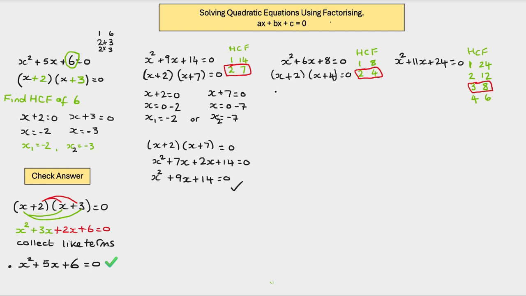And then we're going to work it out, find our zeros, get rid of our 0, sorry. So that will be x equals minus 2, because that was a plus. And then we've got x plus 4 equals 0. x equals minus 4. Okay?